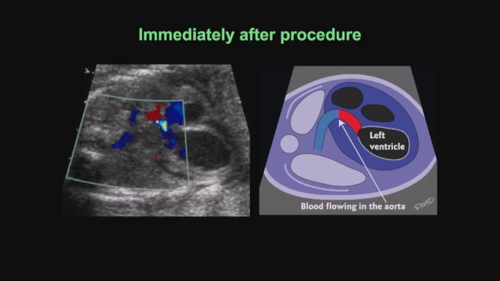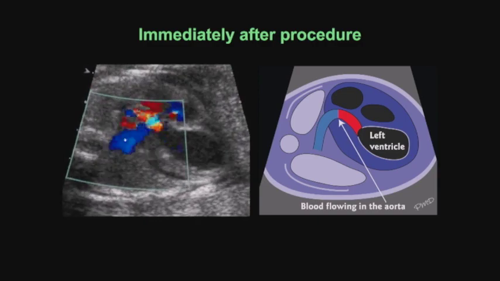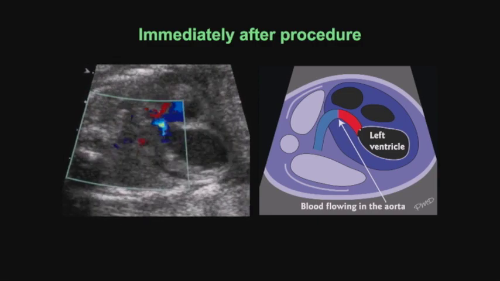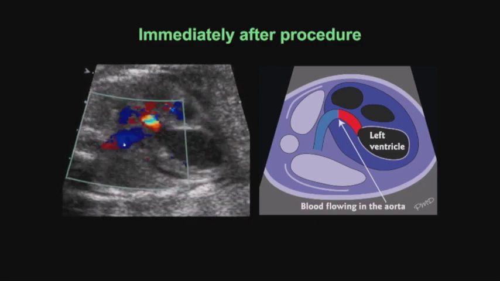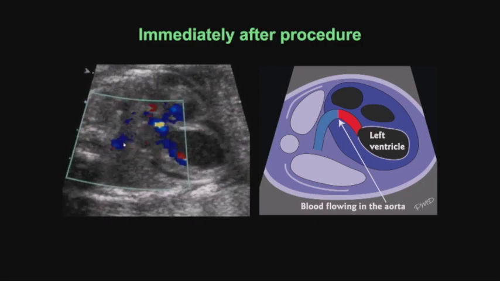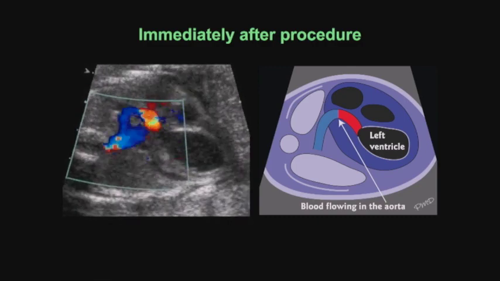Here you can see there's nice flow coming out of that left ventricle. And now we have antegrade flow in the arch. So here's a diagram of what we're looking at. Now, when we do these procedures, one of the requirements is we only do these on fetuses where there's retrograde flow in the arch to start the procedure. That's one of the indications.